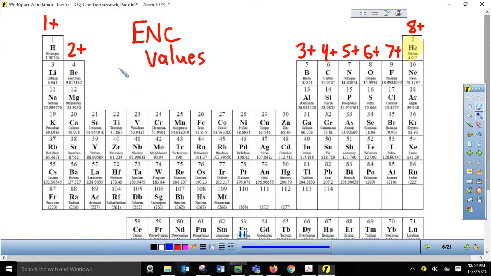Group 2, plus 2. Group 13 will pull their electrons in on the outside with a plus 3 force. Group 14, plus 4. Group 15, plus 5. Group 16, plus 6. Group 17 has a plus 7 ENC. And then group 18 has a plus 8. Now I highlighted helium because helium only has 2 electrons and 2 protons. So helium is actually only plus 2.